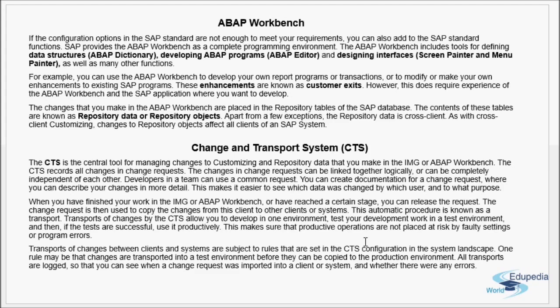So even though the change is very small, it might alter something which might affect your end user production operations, and we do not want that. That's why we have different systems where we build it, we test it, and we put it in production. This movement from one system to another or from one client to the other is transport. Transports of changes between clients and systems are subject to rules that are set in the CTS configuration in the system landscape.